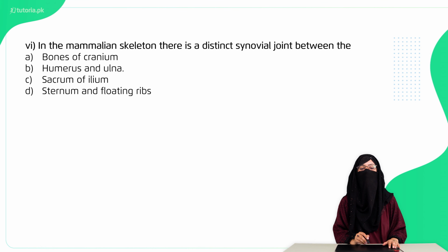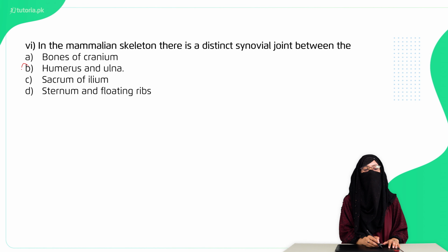Sixth है, in the mammalian skeleton there is a distinctive synovial joint between the option A bones of cranium, option B humerus and ulna, option C sacrum of ilium, option D sternum and floating ribs. The right option is option B humerus and ulna.